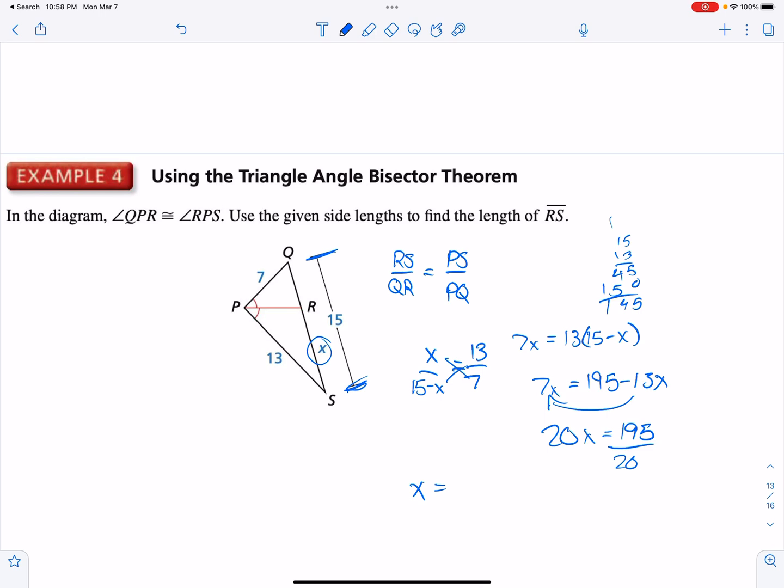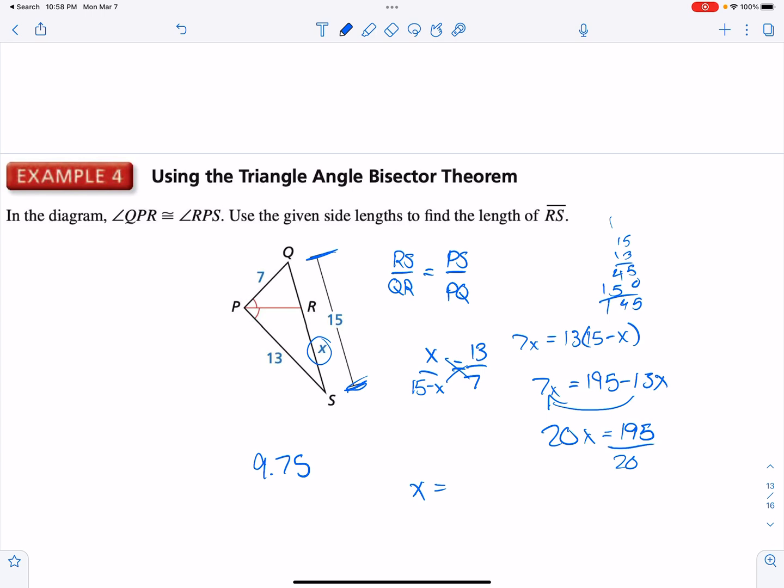So we have 195 divided by 20. We get 9.75. So that would be the length of RS there, 9.75.